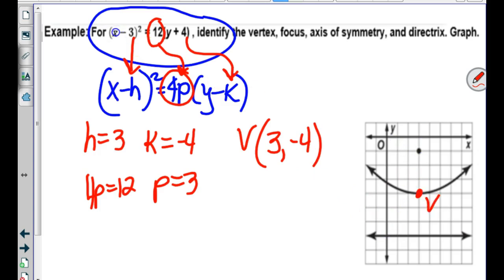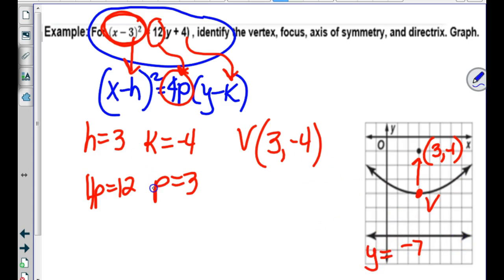The squared quantity was the x, so it opens either up or down. The p value was positive, so it opens up. The p value of 3 tells me I go 3 units up to find the focus, which is then 3, -1. 3 units down from this -4 would be -7. It's a horizontal line, so it's y equals.